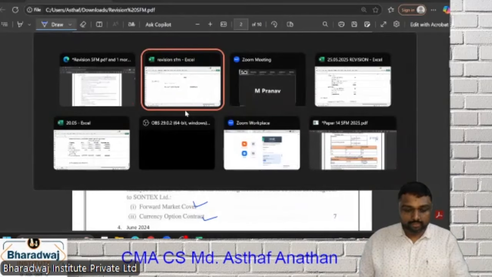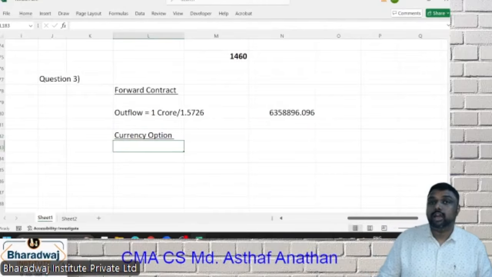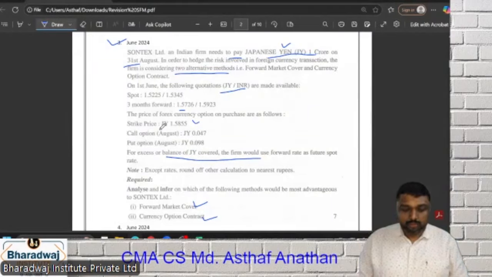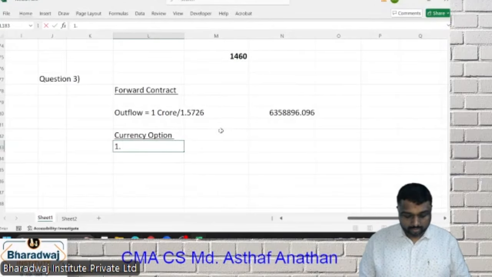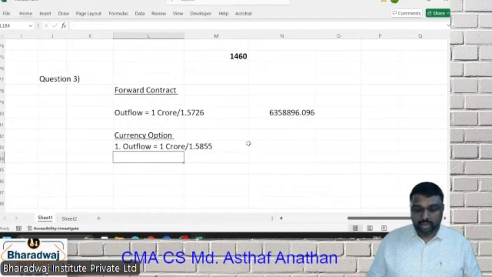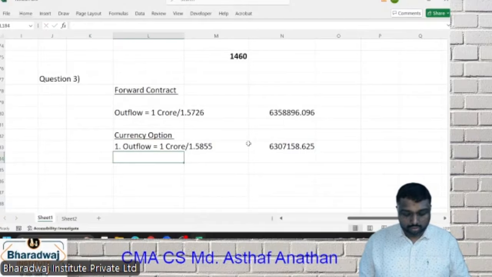Now currency option. How will it be, friends? What is the outflow? Anyway, you are going with 1 Japanese yen, correct? Outflow means you are exercising. So 1 crore, you are exercising at what price? 1.5855. This is the exercise price. So 1 crore, 1.5855. For this, you have to add the premium.